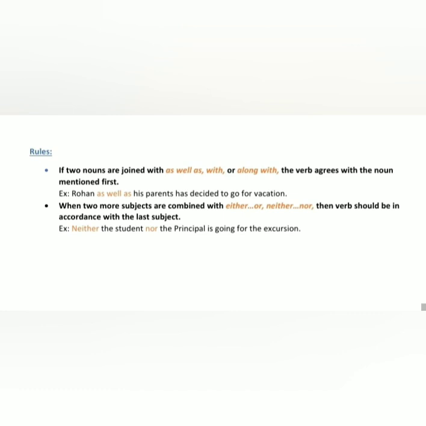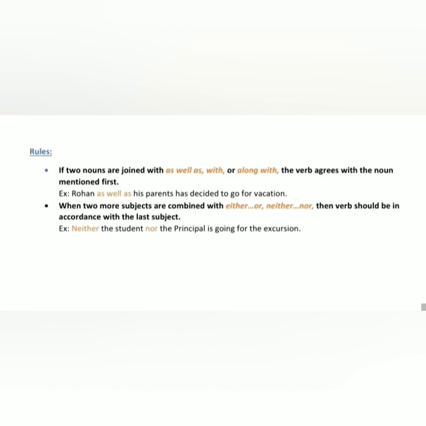Okay, now there are many rules, but in your syllabus there are only two rules written. That is, if two nouns are joined with as well as, with, or along with, the verb agrees with the noun mentioned first. Now what does this mean? See, I've given one example: Rohan, as well as his parents, has decided to go for a vacation.